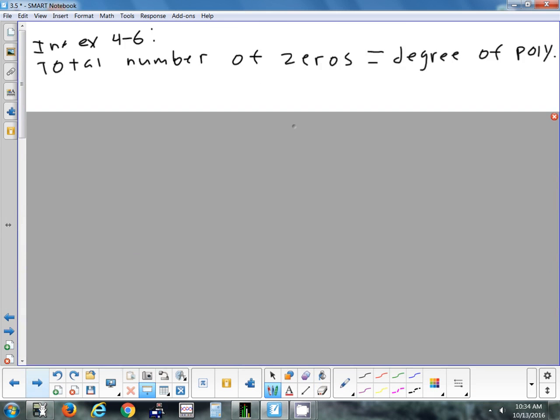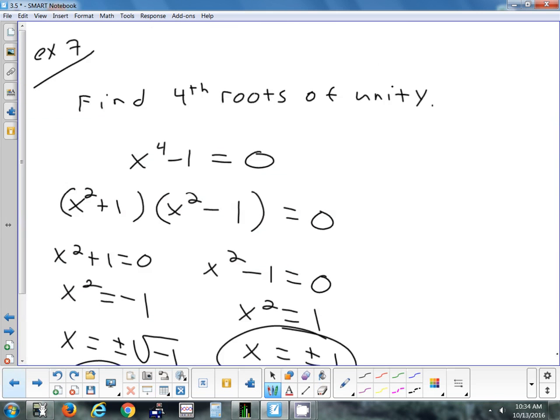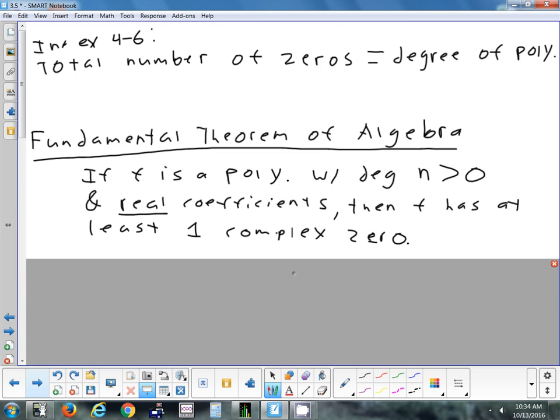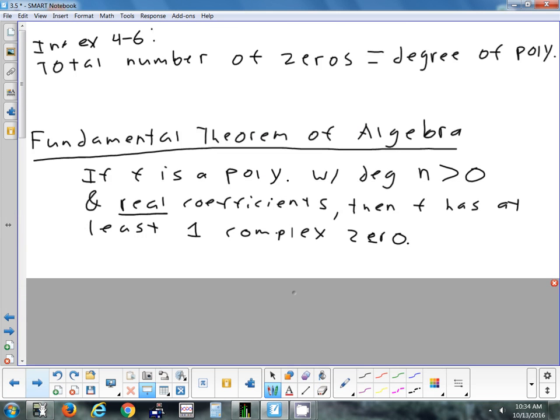All right, an important pattern I want you to see in all the problems we just did, 4 through 6: the number of roots, or the number of zeros, is always equal to the degree of the polynomial. So if you're solving a 4th degree problem, 4 answers. Cubic problem, 3 answers.